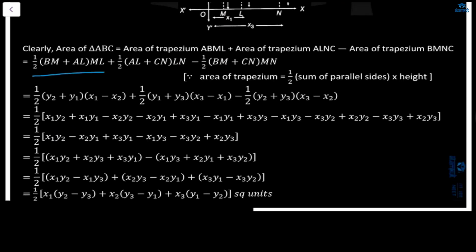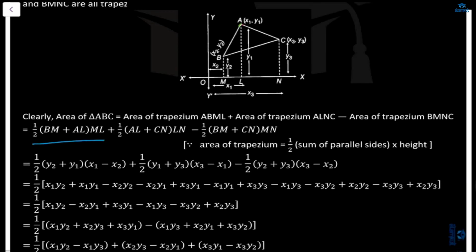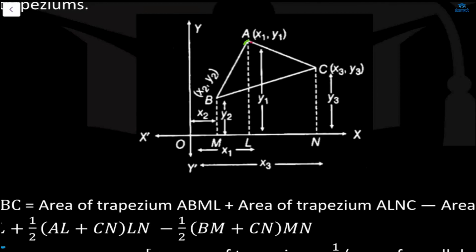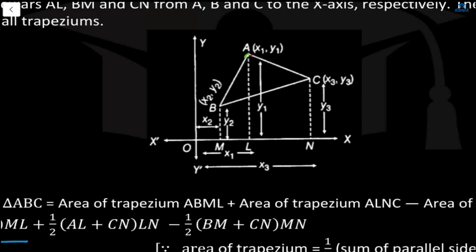Now how can you represent this BM? You see here in the figure, BM is written as Y2. The other parallel side, AL, is written as Y1. So half Y2 plus Y1 multiplied by ML. Now ML can be written as what? If you see the figure, ML can be written as X1 minus X2, because if you take only X1, this X2 is coming extra, and we just want the ML value. So X1 minus X2 is your ML.